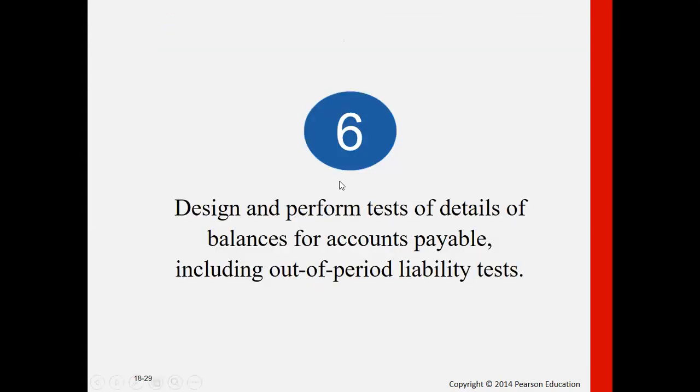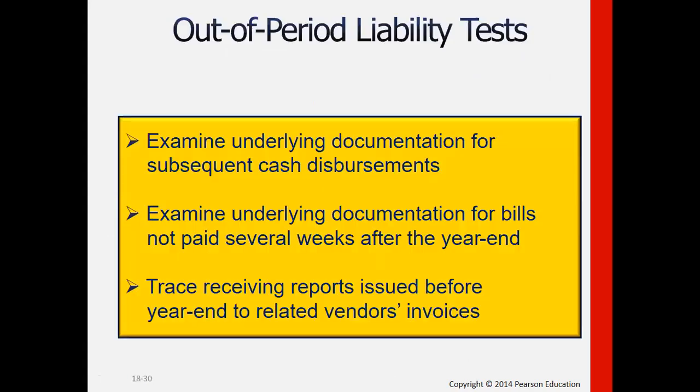Okay, then we design and perform tests of details of balances. Again, the balances should be checked in terms of how such are obtained. Then for AP, or accounts payable, including out of period liability tests. So here are our out of period liability tests, namely examine underlying documentation for subsequent cash disbursements. So we have to check the subsequent cash disbursements, like if this is the end of the year or accounting period for annual financial statements purposes, so December, and then January of next year, there are subsequent cash disbursements made.